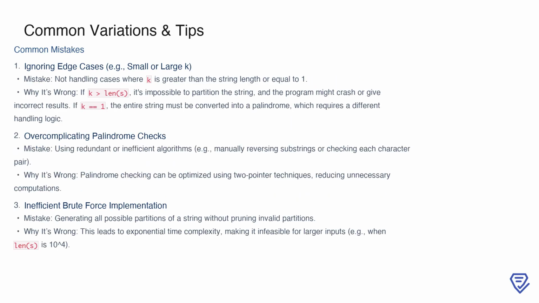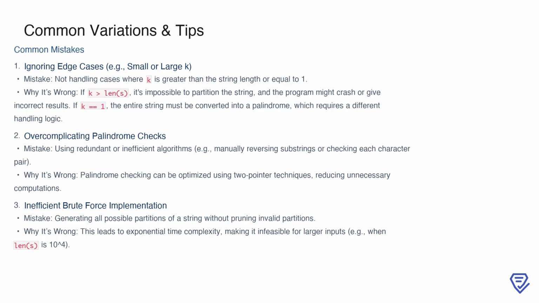When solving this problem, there are a few common mistakes that can trip you up. First, failing to handle edge cases such as very small or very large values of k can lead to issues. If k is greater than the length of the string, it's impossible to partition it into that many parts, and the algorithm may crash or return incorrect results. On the other hand, when k equals 1, the entire string must be transformed into a single palindrome, which requires a distinct approach.